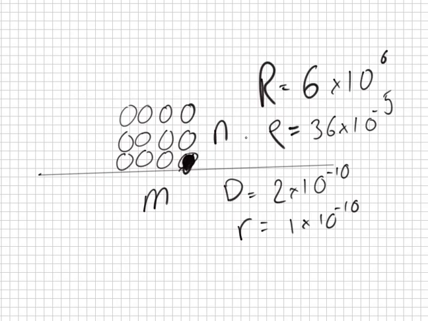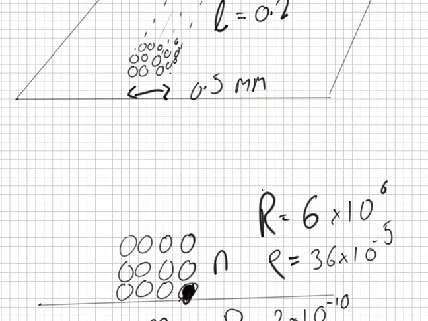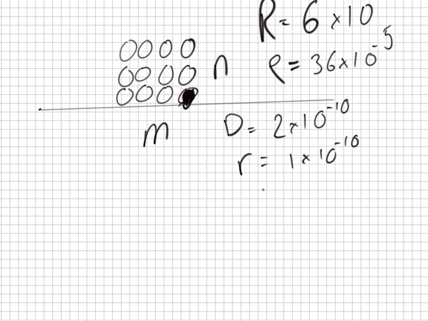We're also told, by the way, the length of it is 20 centimeters, and the width of it is 0.5 millimeters. So it's 20 centimeters long and half a millimeter wide. If I look at this diagram, that means here to here will be half a millimeter, 0.5 times 10 to the minus 3. This is one diameter, this is 2 diameters, 3, etc.